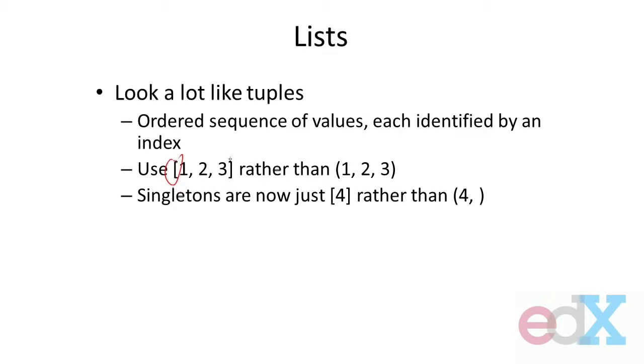The difference here is that we're going to use square brackets rather than parentheses to distinguish a list, or to create a list, as opposed to a tuple. So they look a little different. And as a consequence, one nice thing is that singletons are now pretty straightforward. It's just a square bracket, the entry, and another square bracket. I don't have to put in that annoying comma that I had to with tuples in order to distinguish between an arithmetic expression and a tuple with just one element.